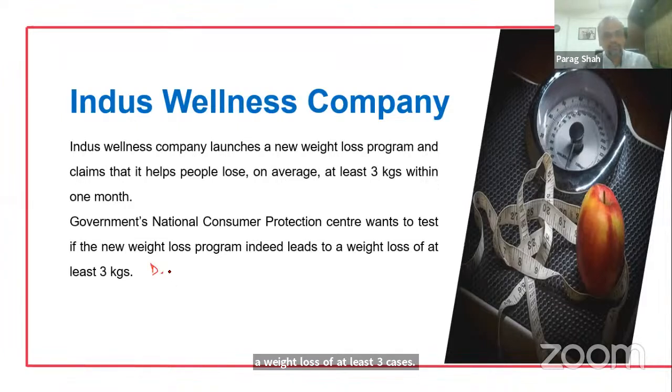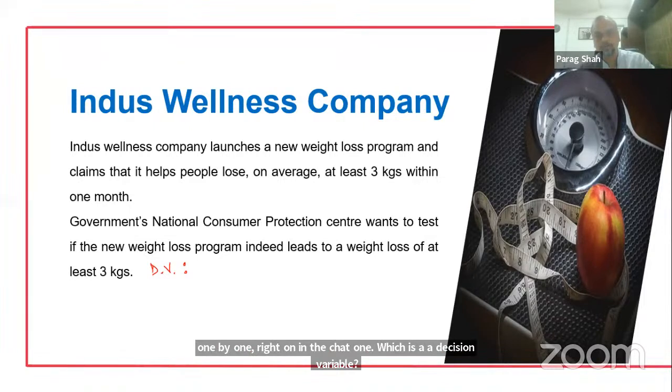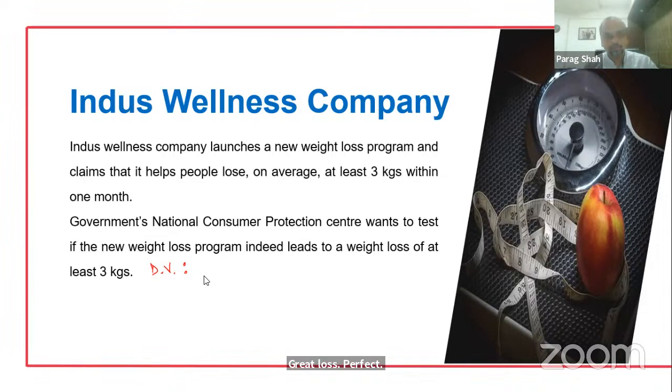Which is our decision variable? So one by one, write down in the chat box. Which is our decision variable? Weight loss. Perfect. Okay, Satish, Prashant. So here it means weight loss. Decision variable is weight loss.